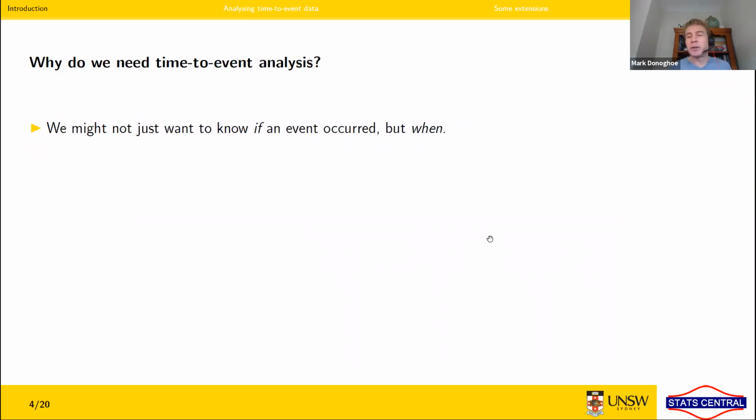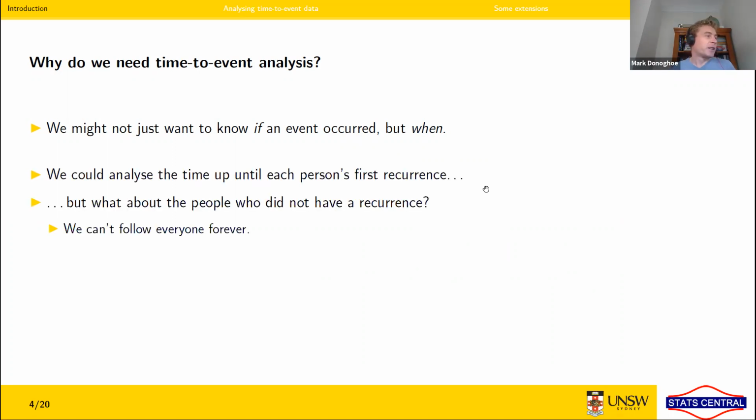But what if we don't just want to know if someone had a recurrence, but we want to know when they had a recurrence? Well, we could analyze the time up until each person's first recurrence. But then what do we do with the people who didn't have a recurrence? This isn't missing at random data. The people who didn't have a recurrence are those who were doing better. So if we exclude them, things are going to look worse than they actually were. And if this happened in one treatment group more often, the comparison between treatment and control is going to be biased.